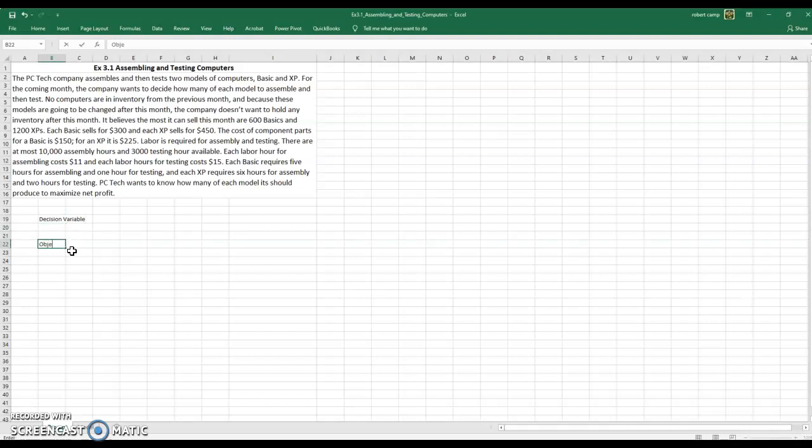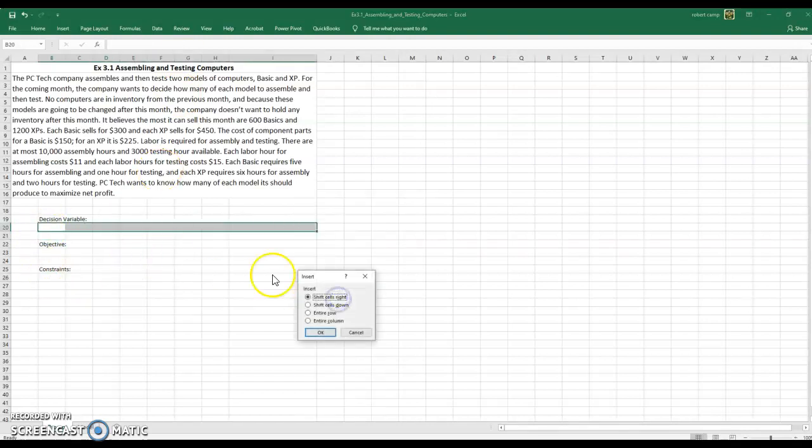We have the objective. What is the objective? The objective is whatever we're trying to achieve. And then the last thing that we're going to have is constraints. What are constraints? Constraints are the material, the sales, whatever the maximum and minimum are for each of these things.